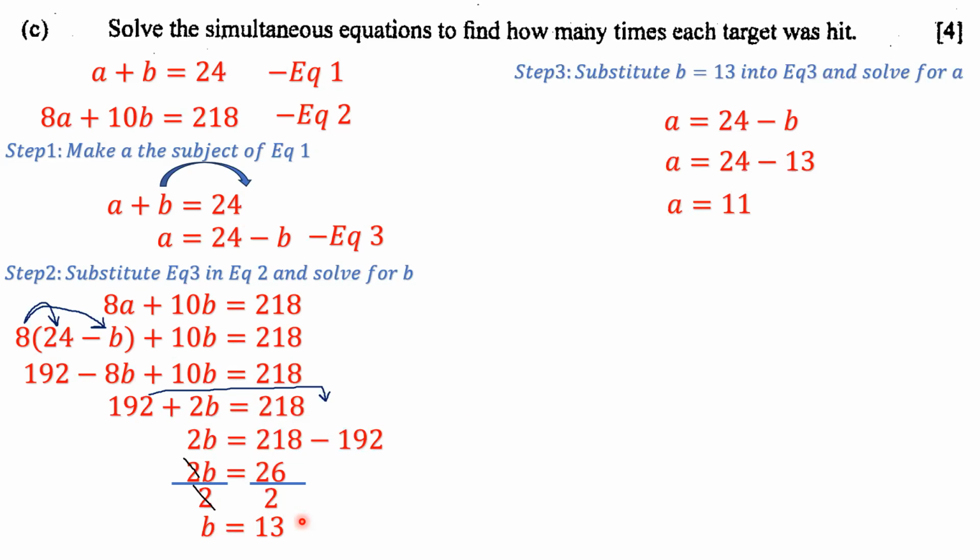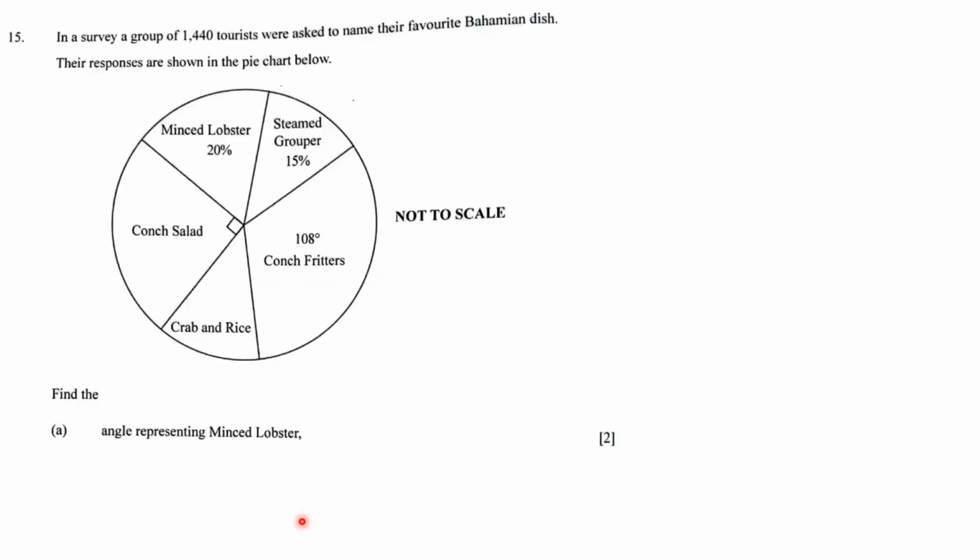Okay, so let's move on to the next question. Here we have number 15. It says, in a survey, a group of 1,440 tourists were asked to name their favorite Bahamian dish. The responses are shown in the pie chart below. We have 20% who like minced lobster, 15% who love steamed grouper, 108 degrees for conch fritters. We don't have any information for crab and rice, and 90 degrees represents conch salad.